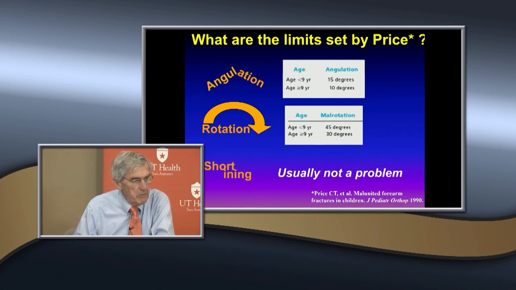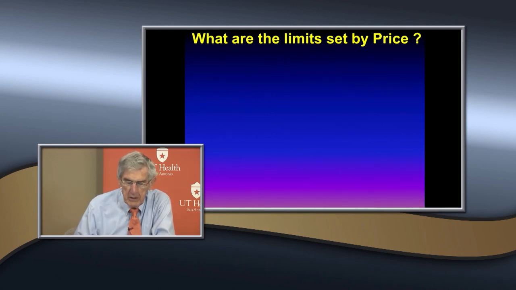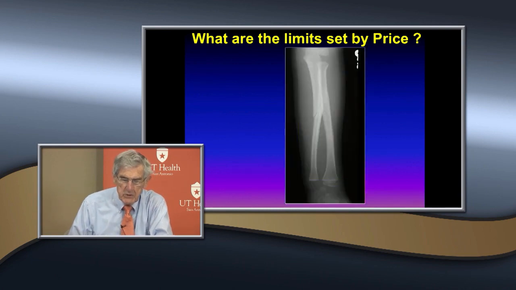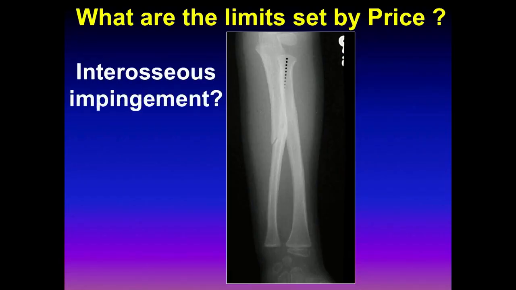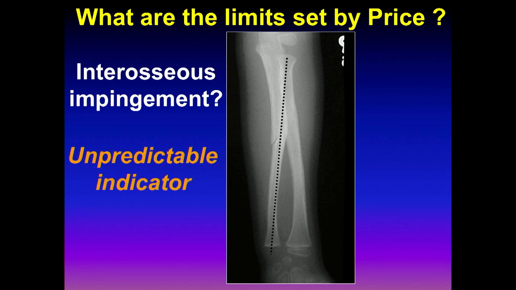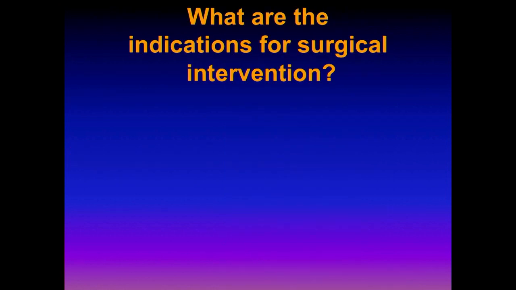Shortening doesn't seem to be much of a problem. And the other thing that everybody worries about is this fracture in which there is an interosseous impingement. And in his study, he said that was kind of an unpredictable indicator, as long as you had corrected the rotation and the angular malalignment.